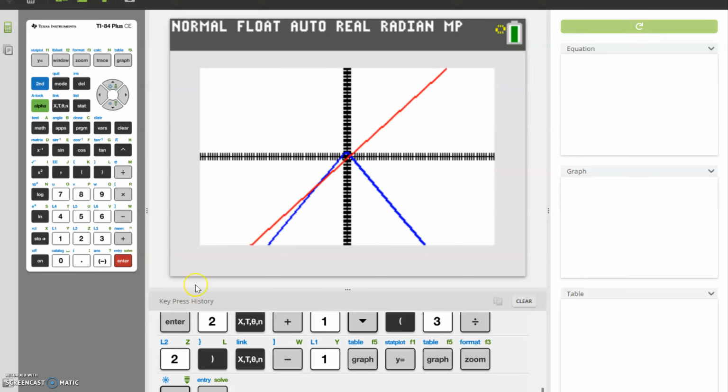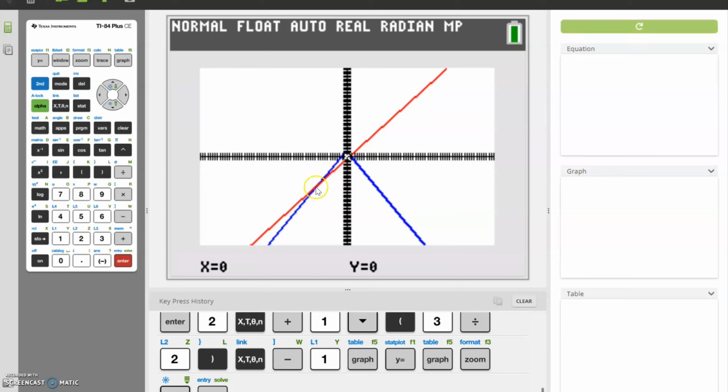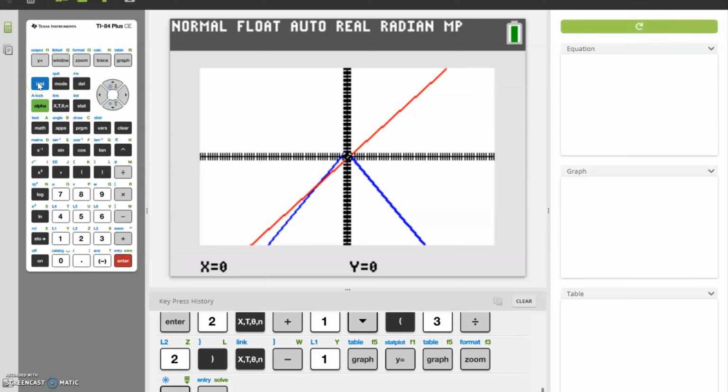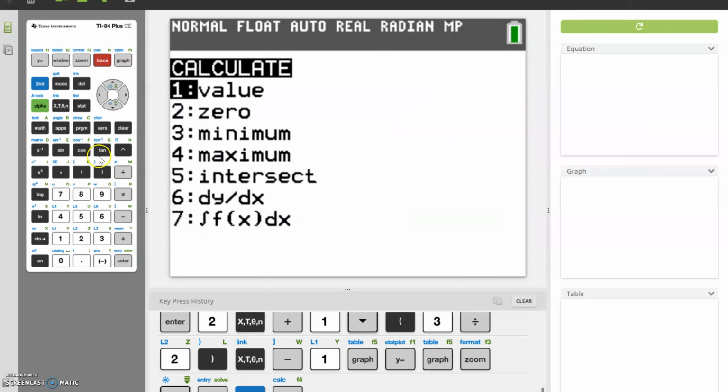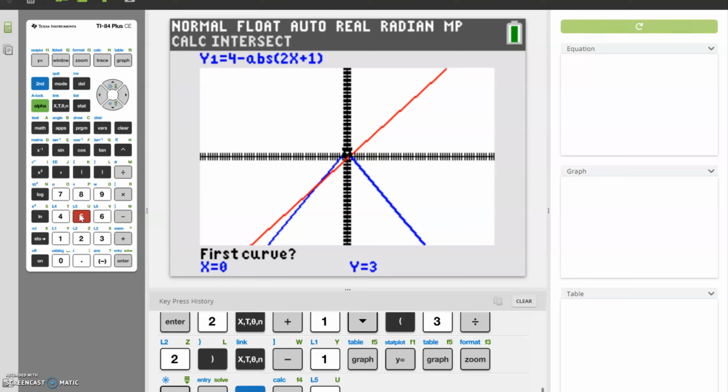So it does look like we have an intersection over here on the left, and then we'll have an intersection over here on the right. Let's go ahead and actually find those. So we're going to do the same process that we had done previously. We're going to do second, trace. I'm going to select option 5 here, and this time I'm just going to press 5.